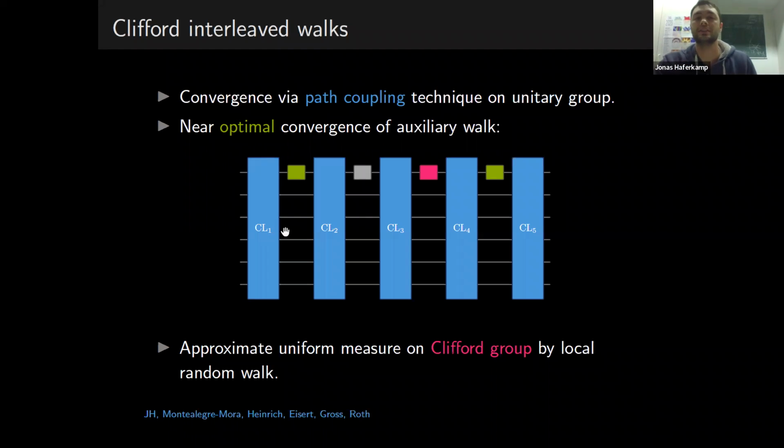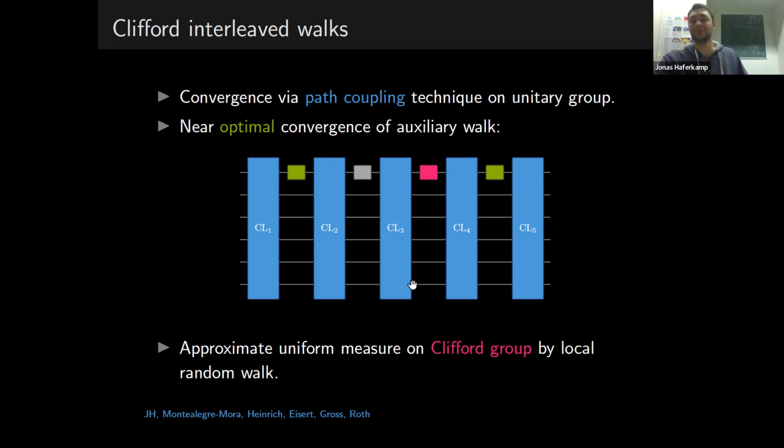It turns out that there's a different walk, which we considered in a somewhat unrelated paper, actually. But this is where I know this walk from. This is where you alternatingly consider a global Clifford unitary and then a single qubit random unitary. And you alternate or interleave this for some time. It turns out that this walk, with the same technique, basically converges almost optimally up to polynomial factors, which don't matter if you have a computer science mindset.